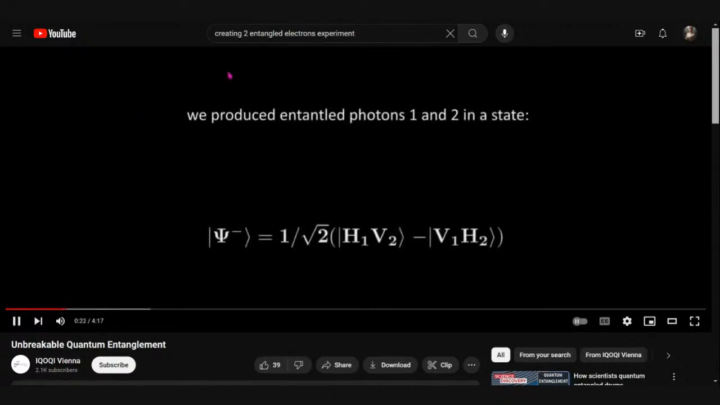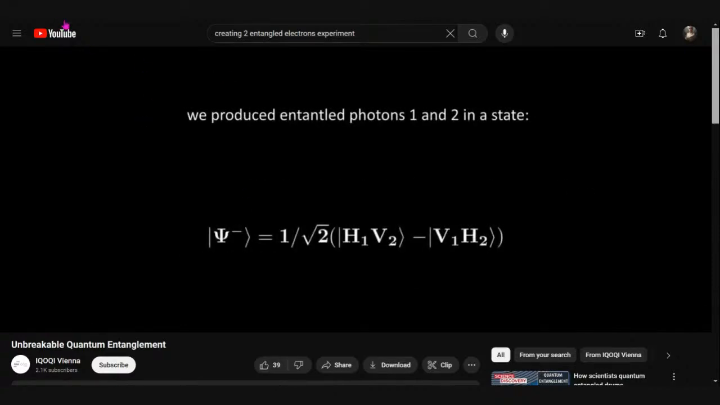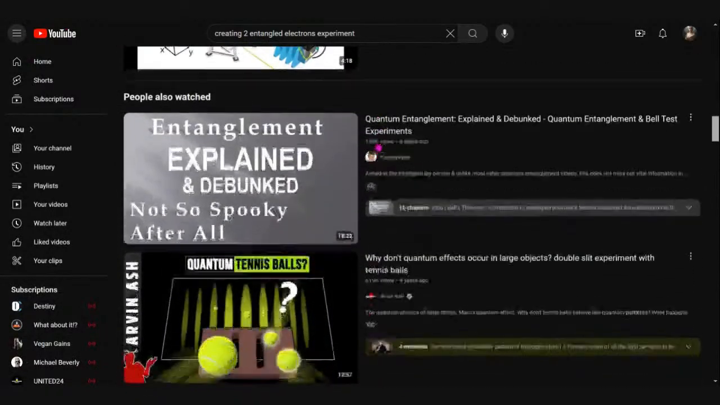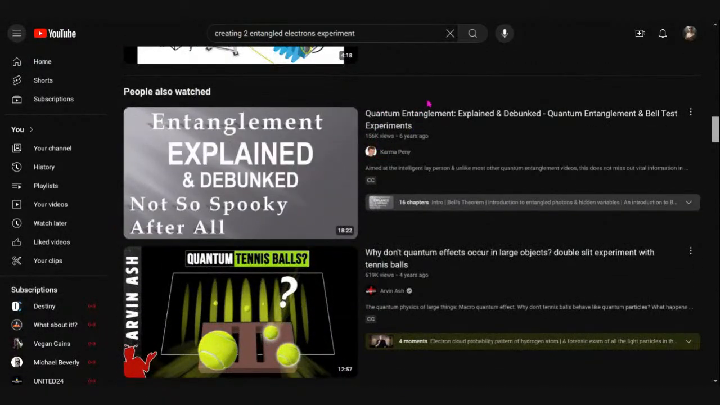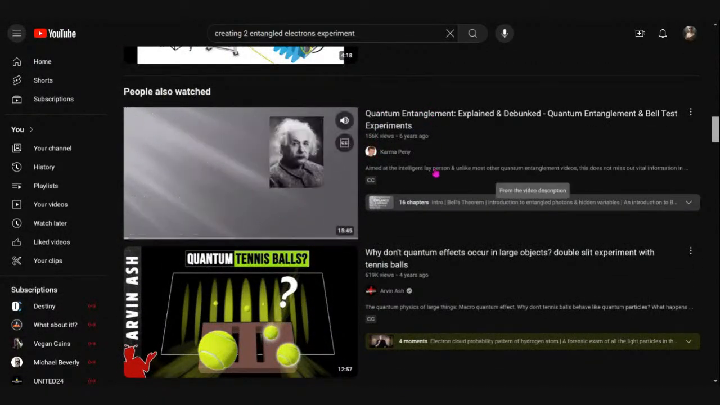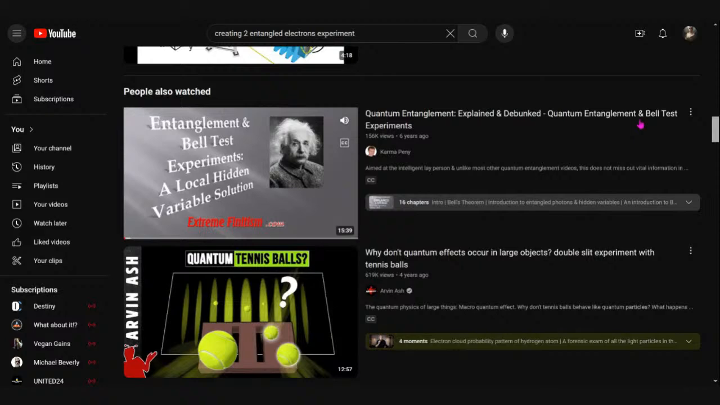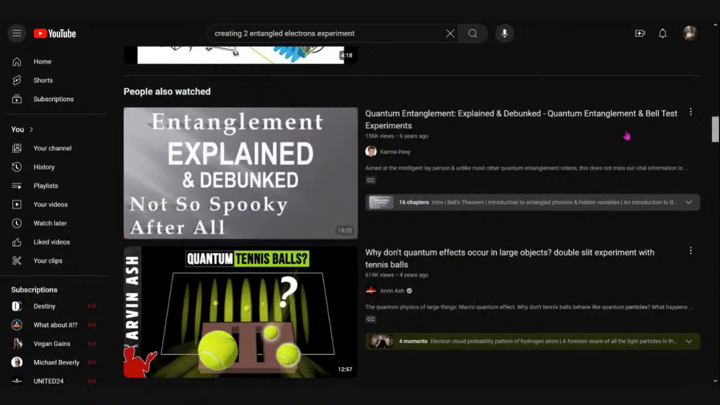Photonic entanglement. Bye. Oh, entanglement explained and debunked. Extreme Finitism presents Entanglement and Bell Test Experiments, a local hidden variable solution.